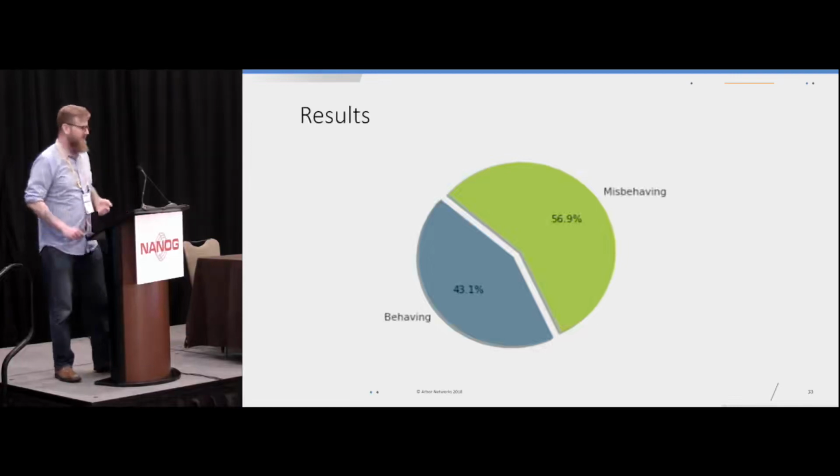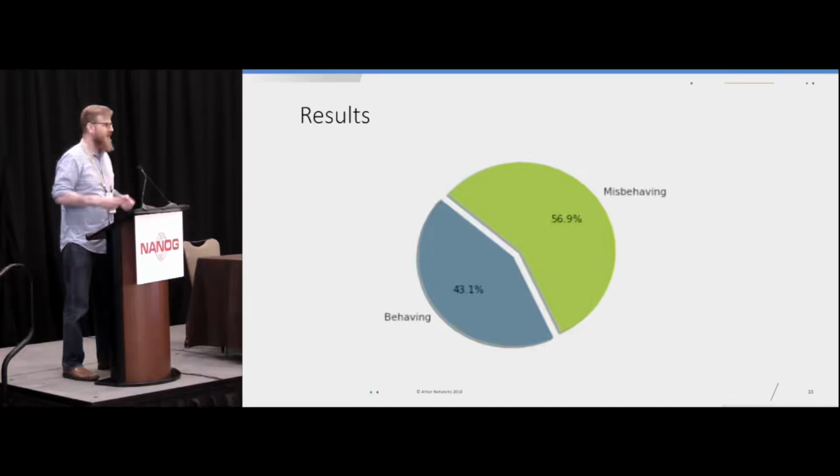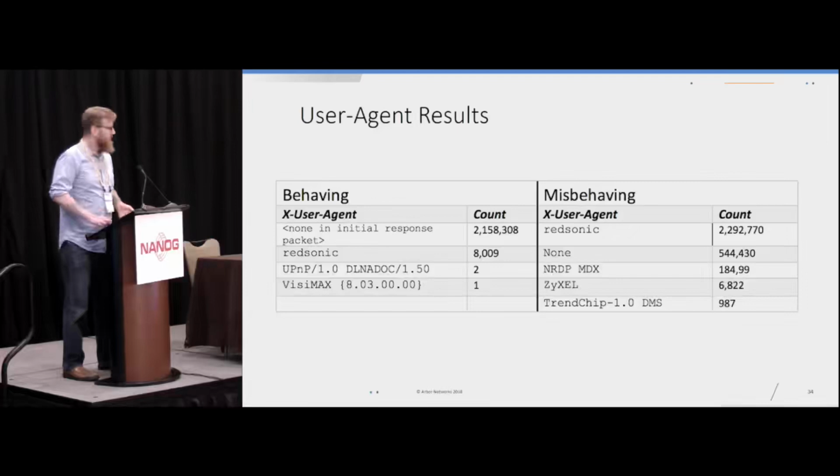Of all of our responses, I divided them into two different buckets, the behaving and the misbehaving. The behaving group had responses with a source port of 1900, and the misbehaving responses had a source port of something other than 1900. What was immediately striking is that there are way more misbehaving SSDP implementations on the internet than behaving. So that's really strange. What's going on here?